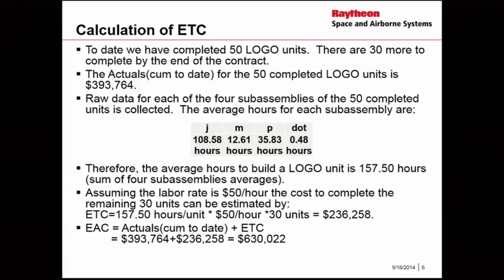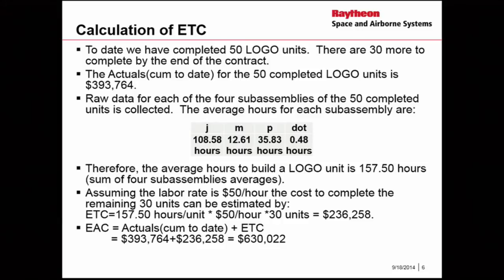And so therefore, I could calculate an average hours to complete each logo unit. If I just sum those 4 numbers up, I get 157.5 hours. I could base my estimate to completion on that 157.5 hours by just multiplying by a labor rate of $50 per hour and estimating how much it costs to complete the 30 units left. So I just multiply that out, and I get about $236,000 as my estimate to completion.